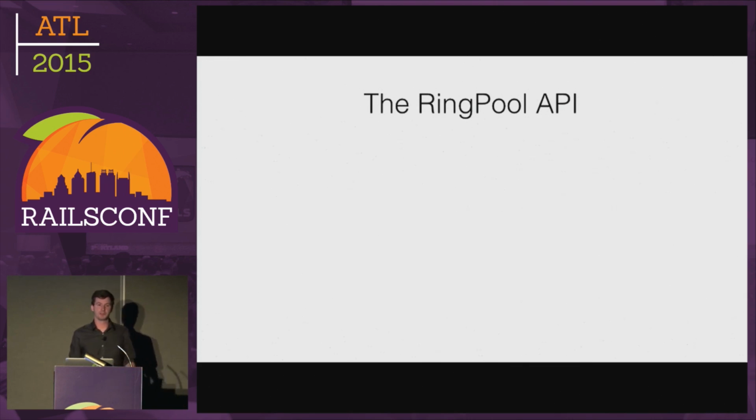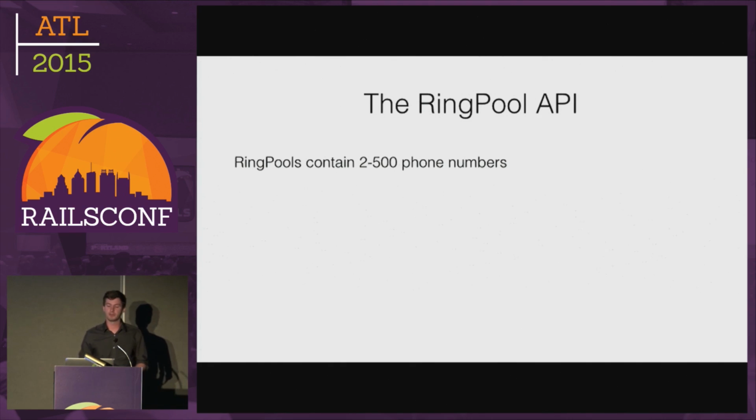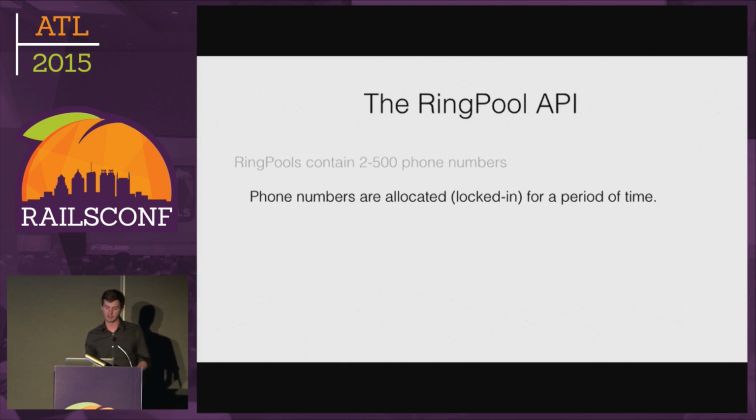Internally, a ring pool is a collection of phone numbers. The customer can have many ring pools, usually attached to a particular marketing campaign. And each ring pool will contain between 200 and 500 numbers. To protect validity of call attribution, we reserve a phone number for a preset period of time after each allocation. This requires some architectural consideration because there are times when a customer will request a number against a ring pool that doesn't have any available.